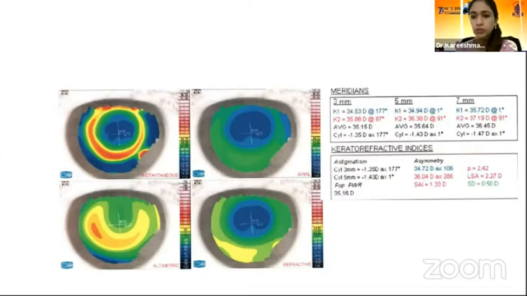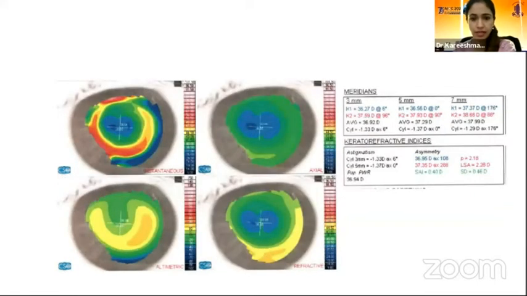We're looking for two things, like already mentioned by the previous speakers. We're looking for a uniform central zone, for any irregularity, and of course, for the actual K value. So this was her right eye and this was her left eye.